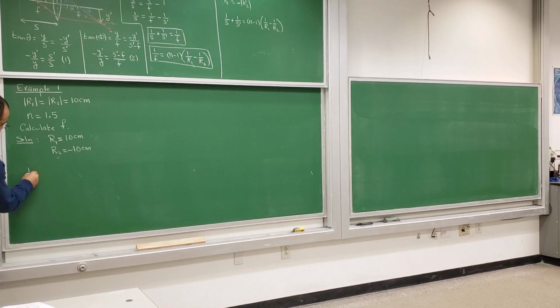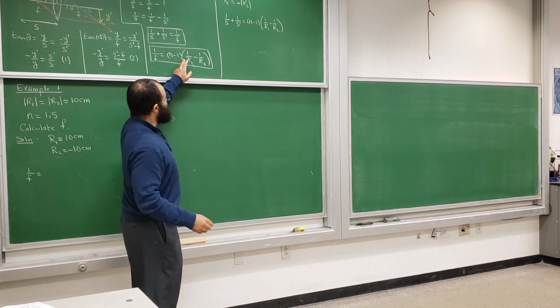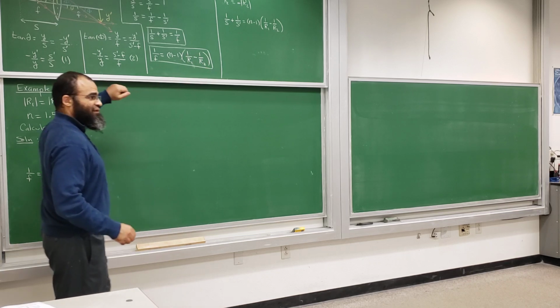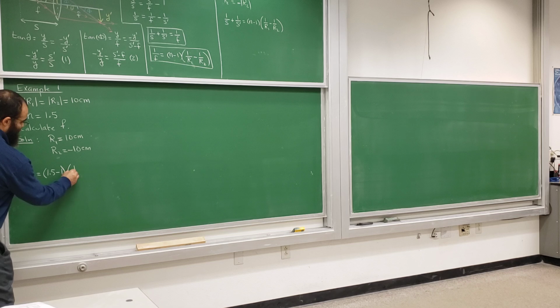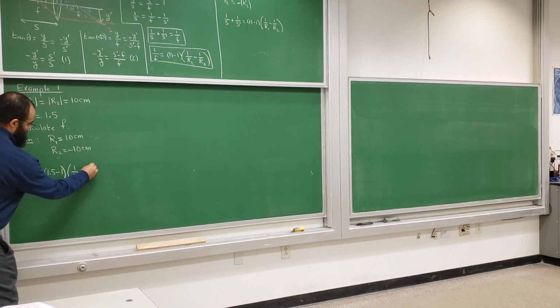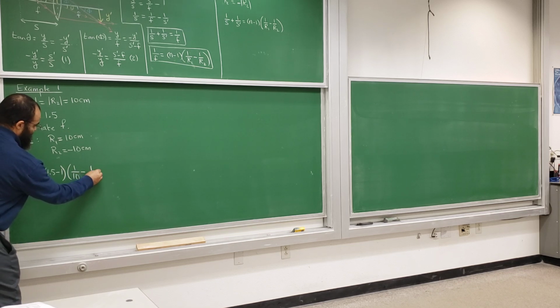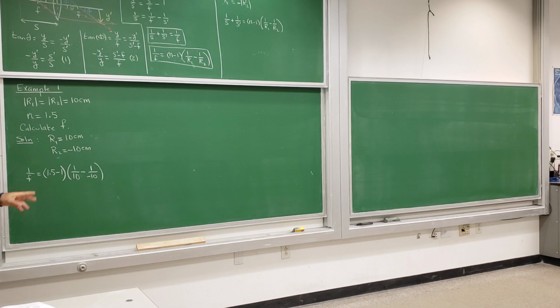Therefore, we have 1 over f equal to n minus 1 times this combination. We get n minus 1, where n is 1.5, so 1.5 minus 1, times 1 over 10 minus 1 over minus 10. Don't forget the minus minus, so it becomes twice.